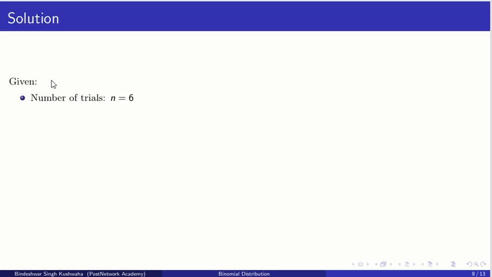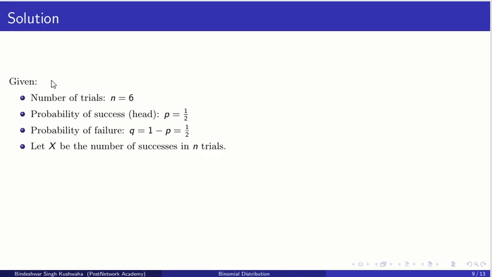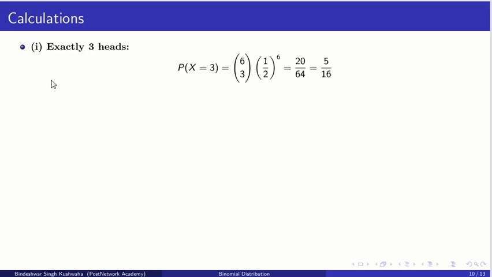So let us start. Here the number of trials, that is n, is equal to 6, and the probability of success, that is p, would be 1 upon 2. Probability of failure is again 1 upon 2. And let x be the number of successes in n trials. So for the first question, the binomial probability distribution is used. For exactly 3 hits, you will keep the value of x as 3.